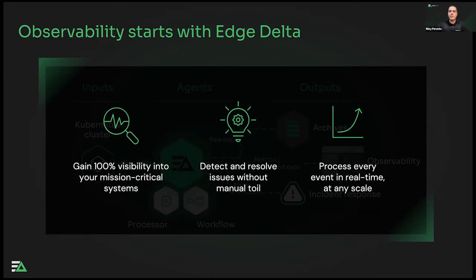In terms of anomalies, we're able to detect every anomaly that occurs within these data sets, so they're taking a much more proactive approach. And when we do detect an anomaly, we preserve all context of that event so a customer can resolve that issue in minutes. The last benefit is to process every event in real time at any scale.